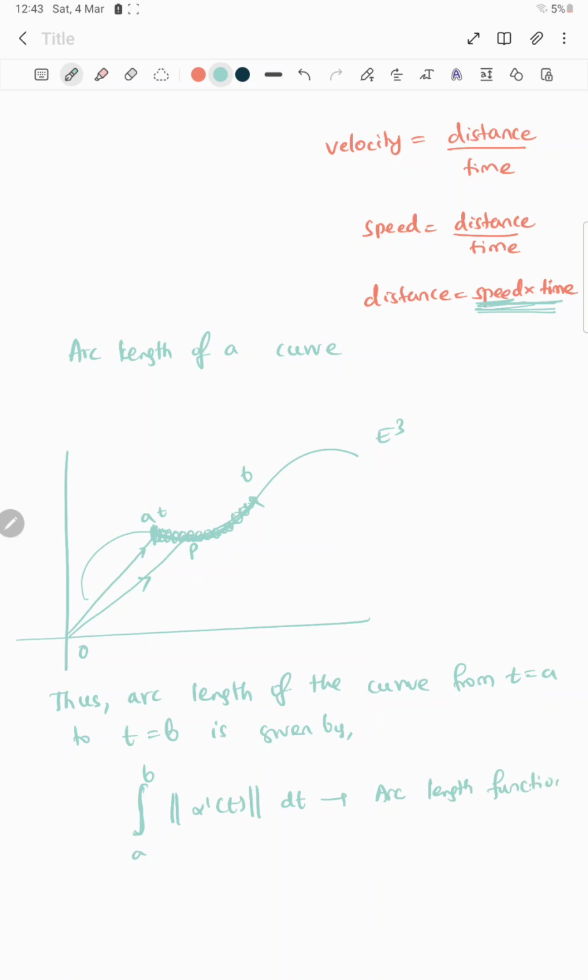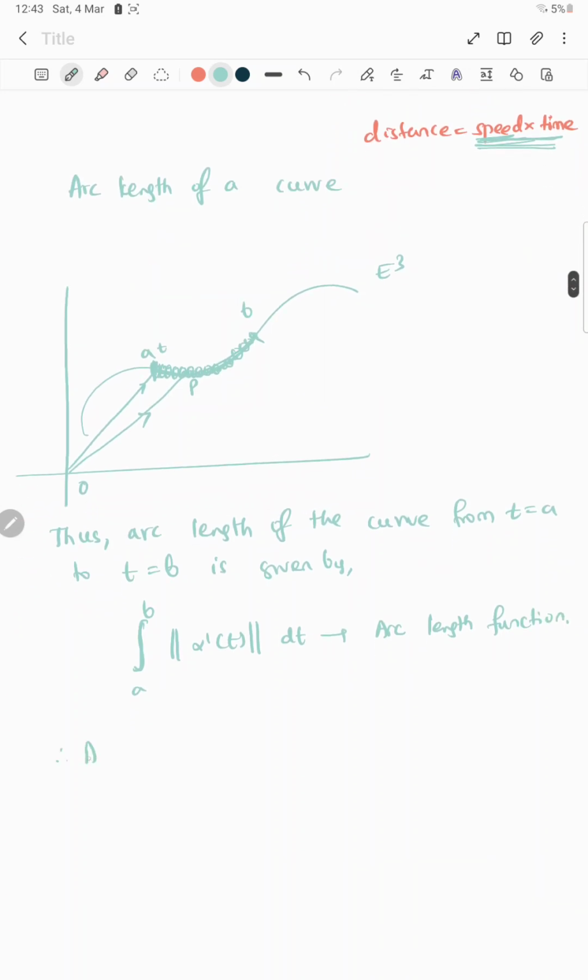As usually distance is viewed in terms of parameter s, therefore arc length function of a curve alpha in E3 is given by s of t, because it is varying with respect to time t. So s of t is equal to the integral from A to B of norm of alpha dash of t into dt. So this is how we can find the length of the curve between the two limits, provided we know the speed of the curve. So this is how we can calculate arc length with the help of arc length function given in terms of integration expression.